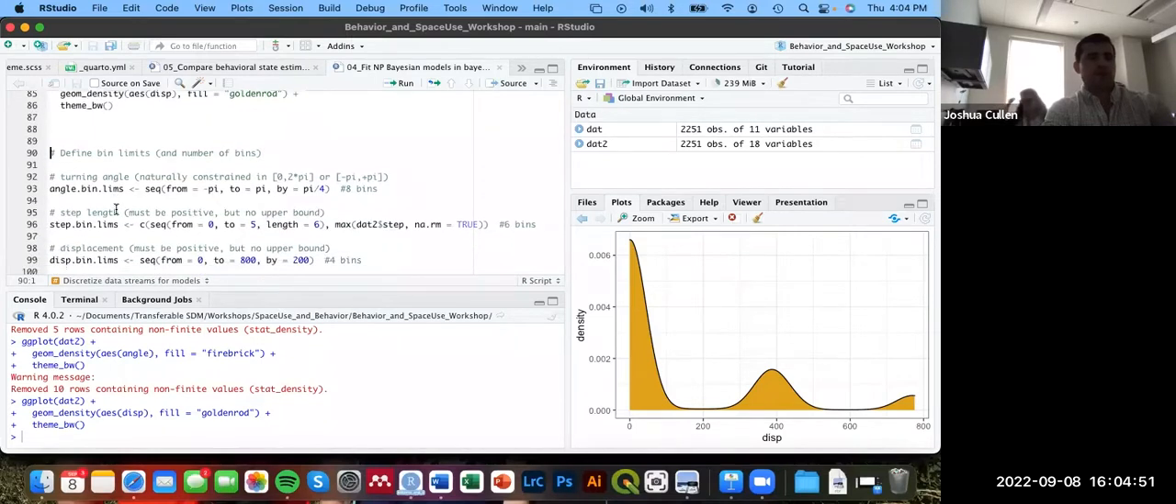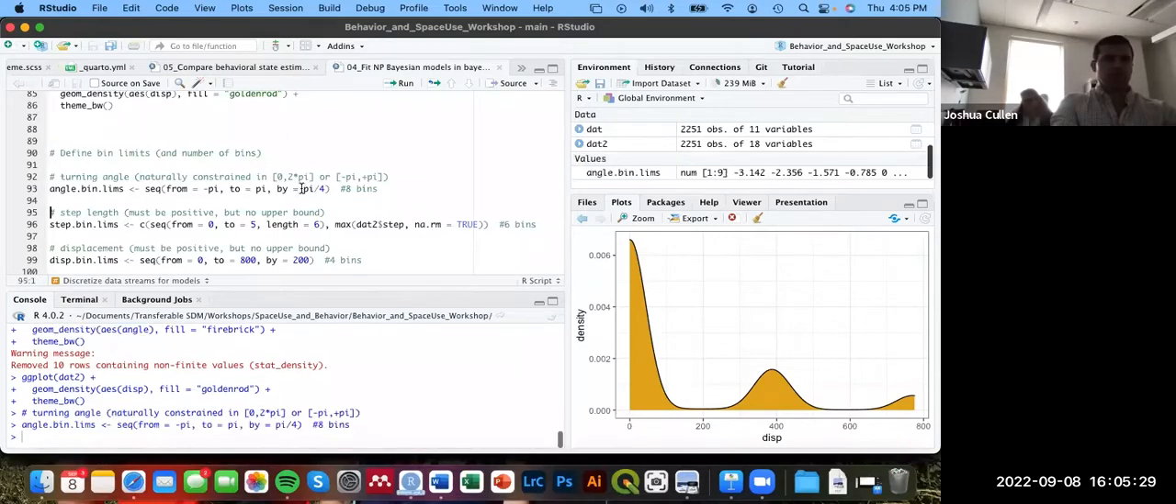In general, I would say it's easiest to define bins for variables that are constrained between an upper bound and a lower bound. For things such as turning angles, you have an upper bound and a lower bound, so it needs to be between negative pi and pi. How you break that up is your choice. In general, I think breaking up into 8 bins does a pretty good job, where there are not too many bins, but not too few. So that's what I'm defining here using the seq function from negative pi to positive pi by pi fourths. This will create 8 bins.